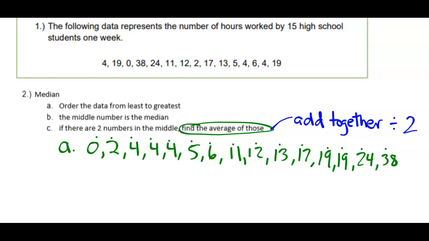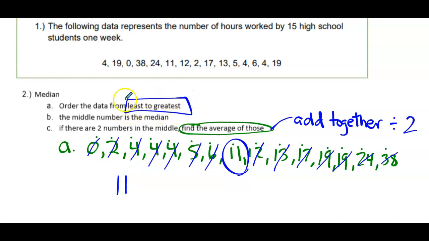Now here's what you do. You cross off the first number, you cross off the last number. Second to last, and so on until you get to the middle. Just keep crossing off until you get to the middle. Go one at a time. And here's my middle number. My median number is 11, okay? That's all you have to do. But the key is that they are listed least to greatest, 0 to 38, and in order, making sure that you hit all of them.